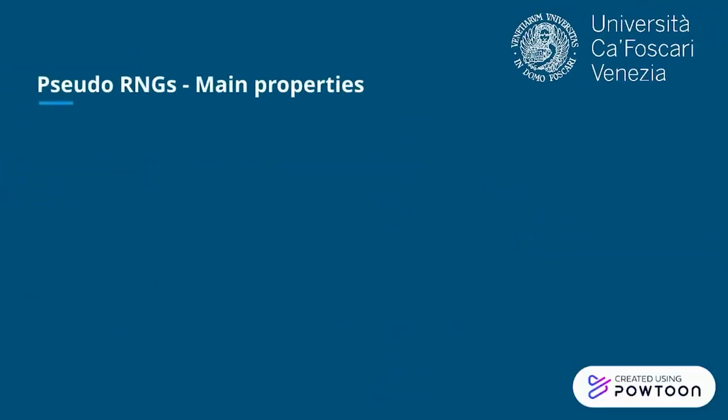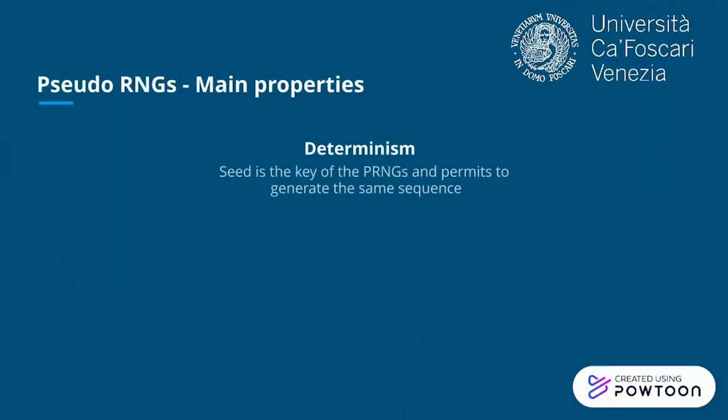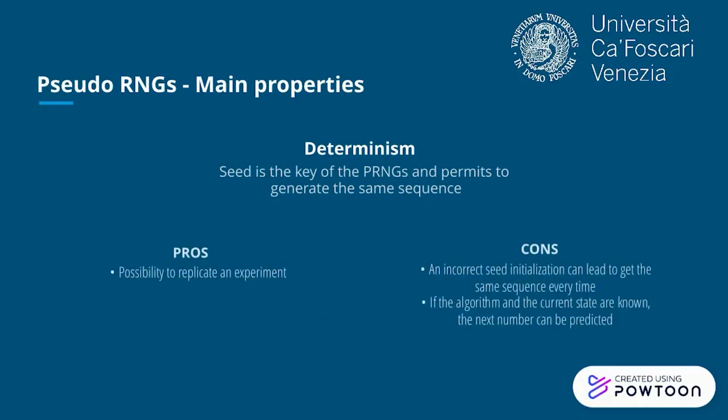Let us now look at the main properties of pseudo-RNGs. Determinism. Seed is the key of the PRNGs and permits generating the same sequence. An incorrect seed initialization can lead to always getting the same sequence of numbers, but it can be very useful for replicating a specific situation at different times. At the same time, if the algorithm is deterministic, by knowing the algorithm and the current state, the next number can be predicted.